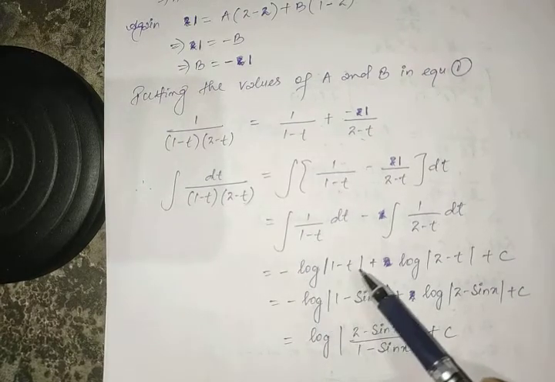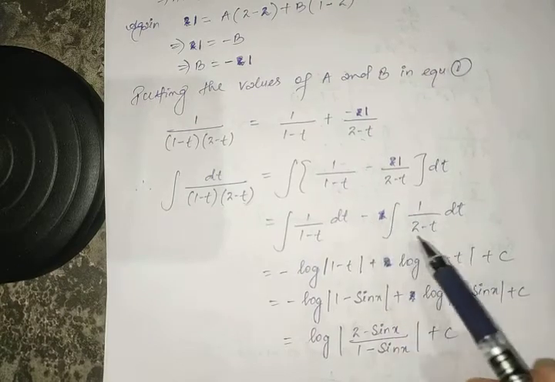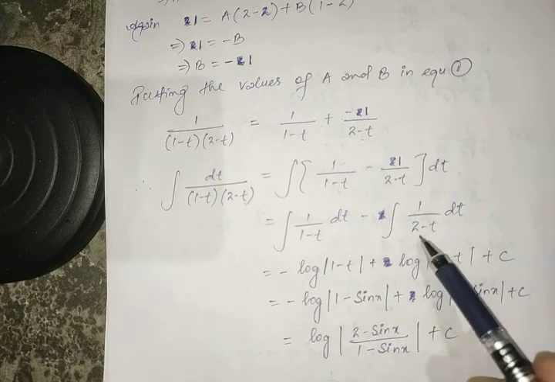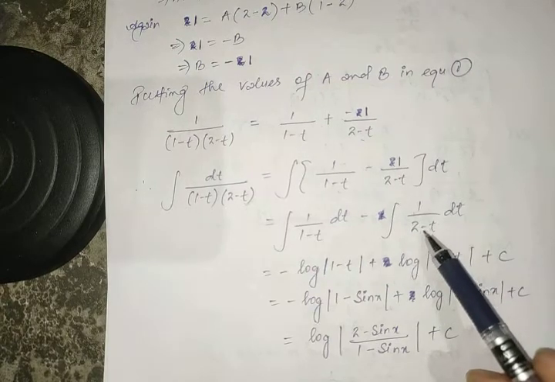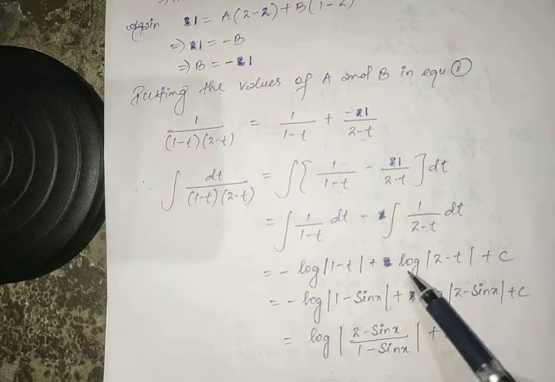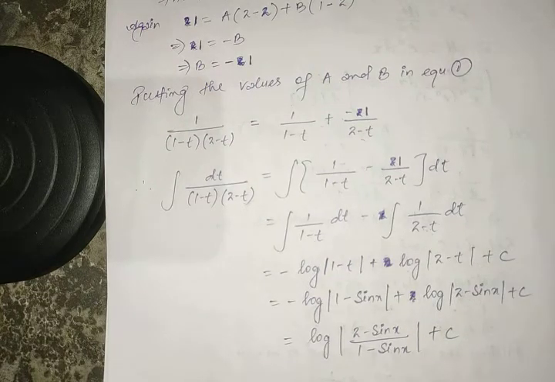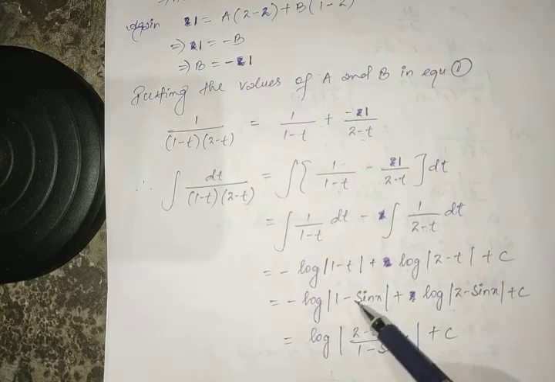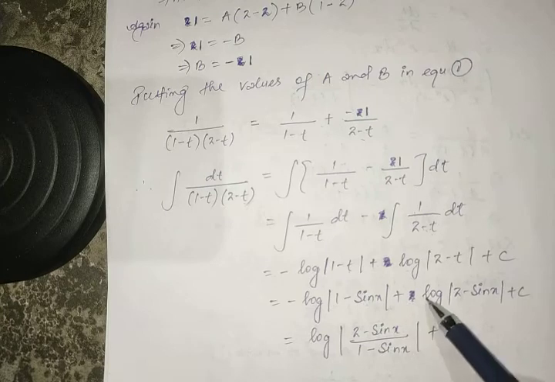So minus log of 1 minus t, then integration of 1 by 2 minus t. So 1 by t is log t only, right? And the coefficient of t is what? Minus 1. So this minus and this minus will become plus, okay? Log mod of 2 minus t plus c. Now let us put the value of t. So we'll get minus log of 1 minus, and t we have considered sin x, right? So in place of t we'll write sin x, plus log of 2 minus sin x plus c.